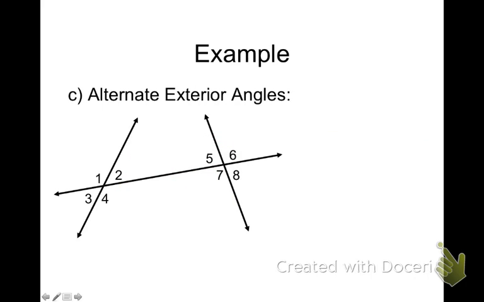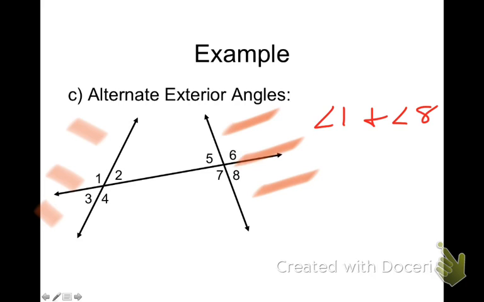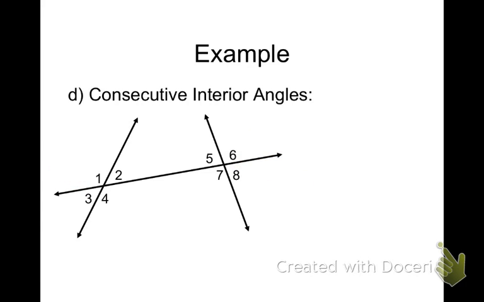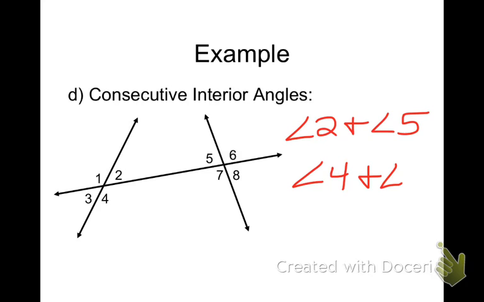C, alternate exterior. So now I have to be on the exterior, and alternating. So give me one set. 1 and 8. So angle 1 and angle 8, along with 2 and 7. Good. Last one, consecutive interior. 3 and what? Good. 3 and angle 5. 4 and 6. Good. Questions?